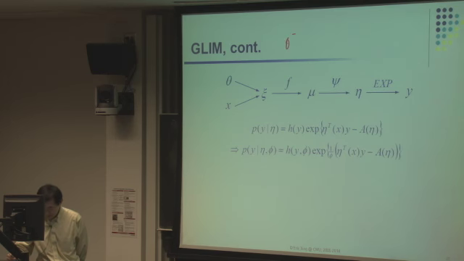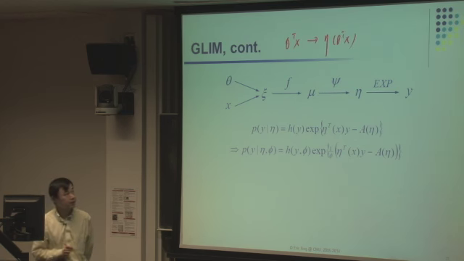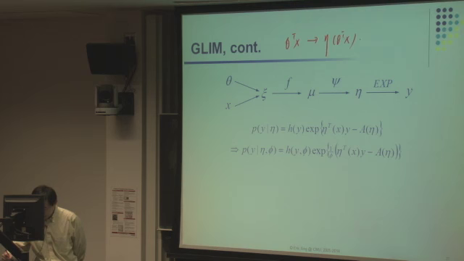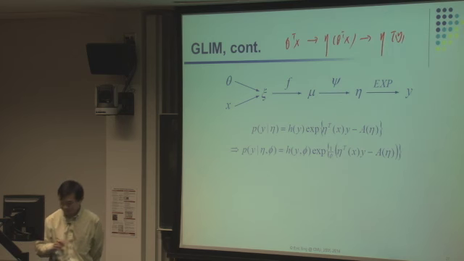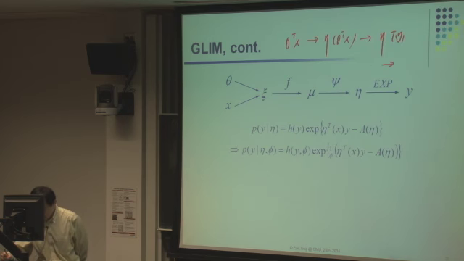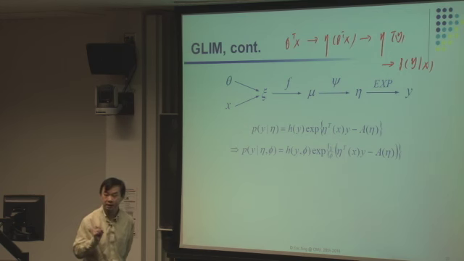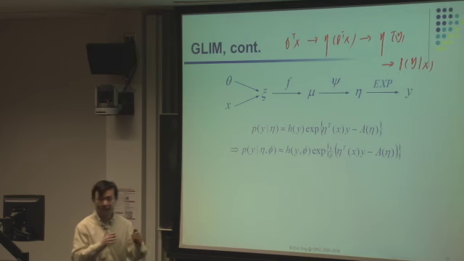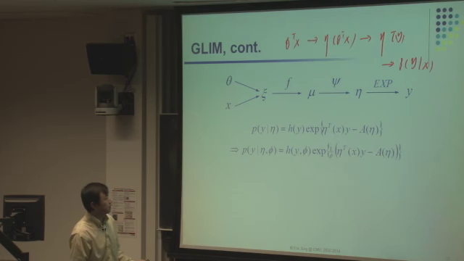The other way to understand it is that you start with this, and you get a way to influence the eta. The eta will now be combined with the output, and then you define the conditional probability of the output given the input. So that's basically how the story goes.